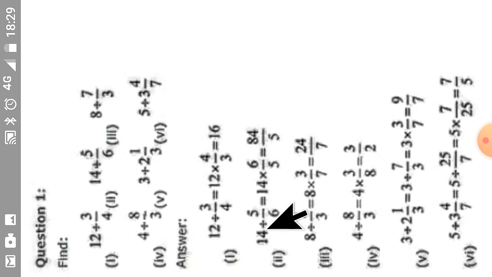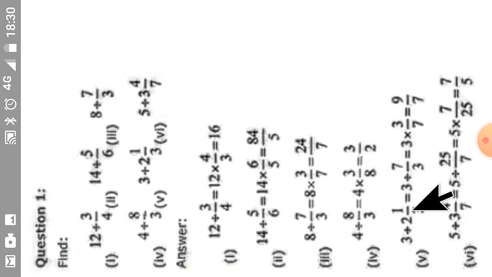Next one, 14 divided by 5/6 equal to 14 into 6/5. This will be reversed. Okay. Equal to 14 6s are 84/5. 8 divided by 7/3 equal to 8 into 3/7 equal to 8 3s are 24, 24/7. 4 divided by 8/3 equal to 4 into 3/8 equal to 4 1s are 4, 2s are 8. So equal to 3/2.